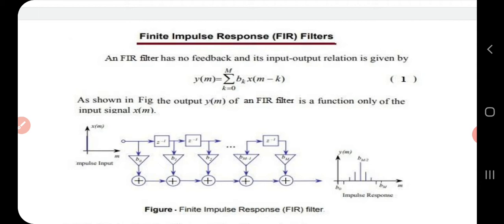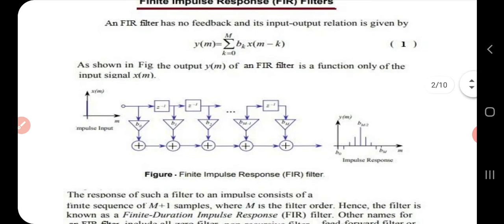So k is actually the signal length. It can be from 0 to infinity, and depending upon the value of m, the values over the summation can vary. So this is the general relationship between input and output, and this is how the FIR filter is represented. Here the output y of m is represented as a function of the input signal x of m.